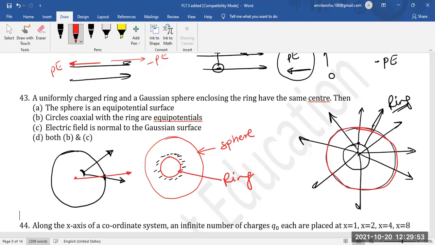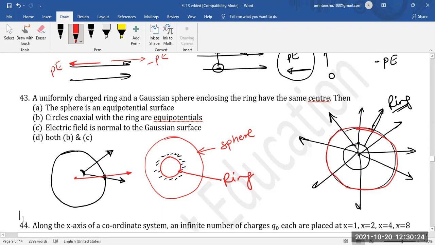Now, if I go slightly above this, what would happen to the electric field? Can you imagine what would happen to the electric field at this point? Correct. So the electric field won't always be perpendicular to the Gaussian surface, or it won't always be normal to the Gaussian surface. I hope you got that point. You have to imagine it a little bit over here, because the geometry of the ring and the geometry of the sphere are different.